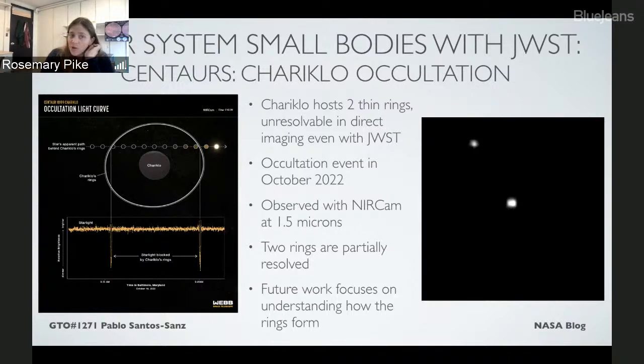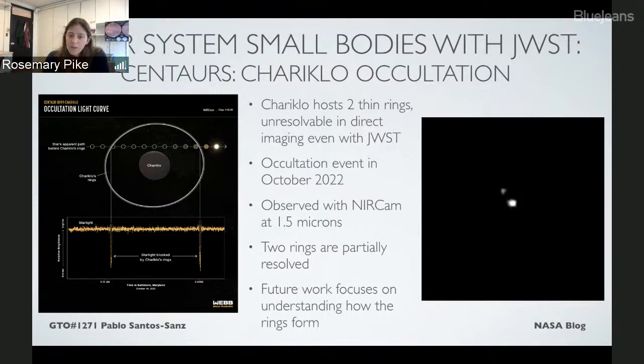And so the rings were known before this occultation was observed from JWST, and you can see basically the NIRCam imaging on the right. But we do fast cadence imaging and try to see how much of the starlight is blocked. So the occultation actually only went behind the rings and not behind the main body, which is why we see only those sort of two quick reductions in the light from the star. But there are two rings around Chiriclo. They are partially resolved in this occultation, which was in October of 2022.